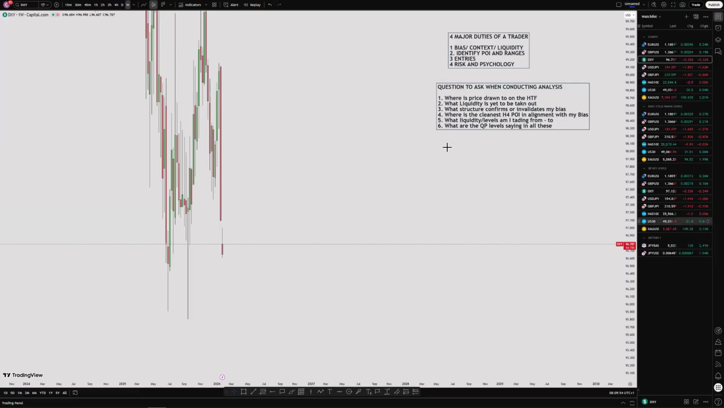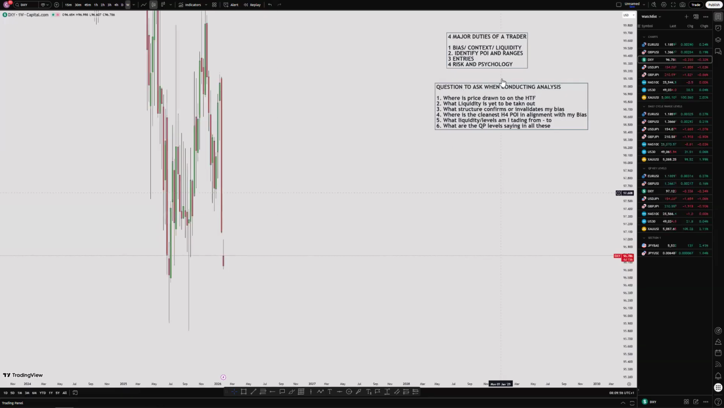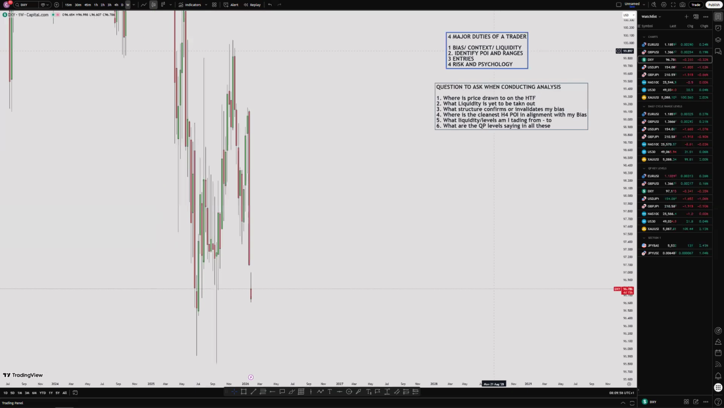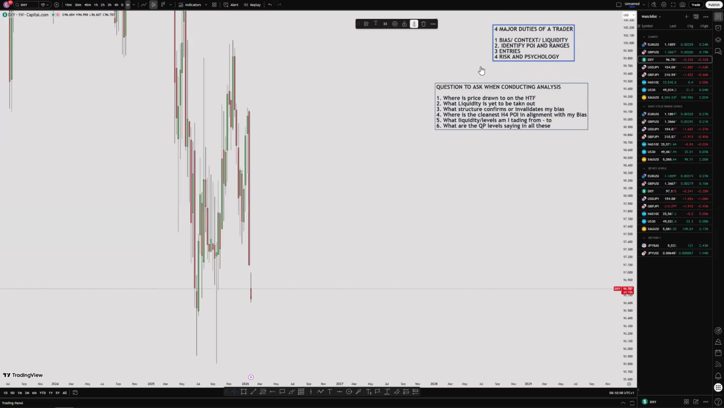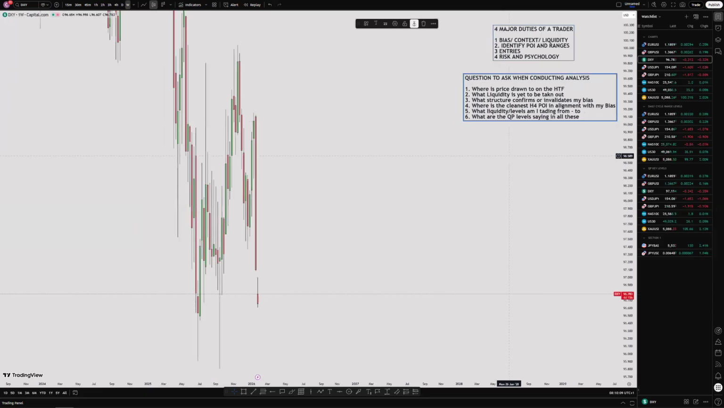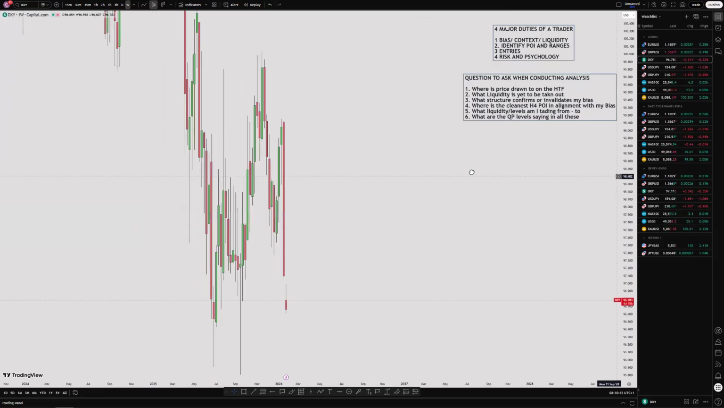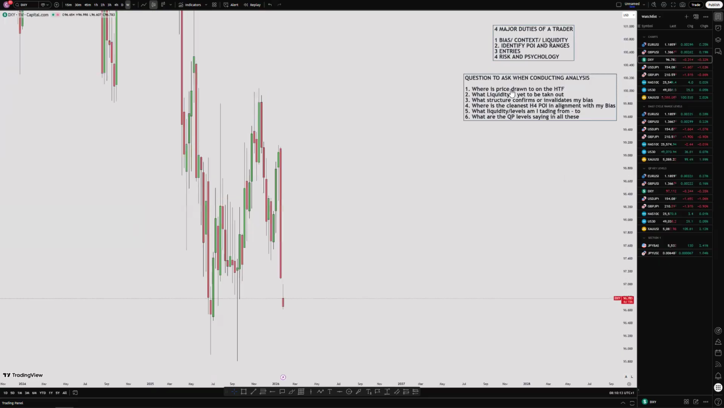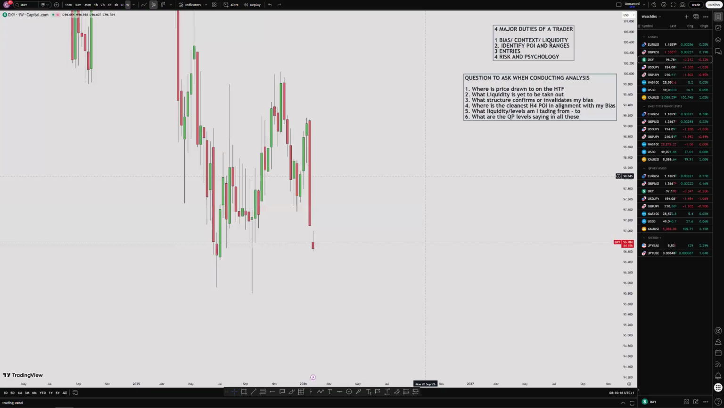So now, the first question, right? Like I said, the 4 major duties of a trader are number 1, build bias, context and liquidity, then define points of interest and ranges, then your entries, then risk and psychology. So having said that, coming to the dollar index now, I want to ask myself, where exactly is price drawn to? That is my number 1 question when conducting analysis. I want to know where price is headed to.